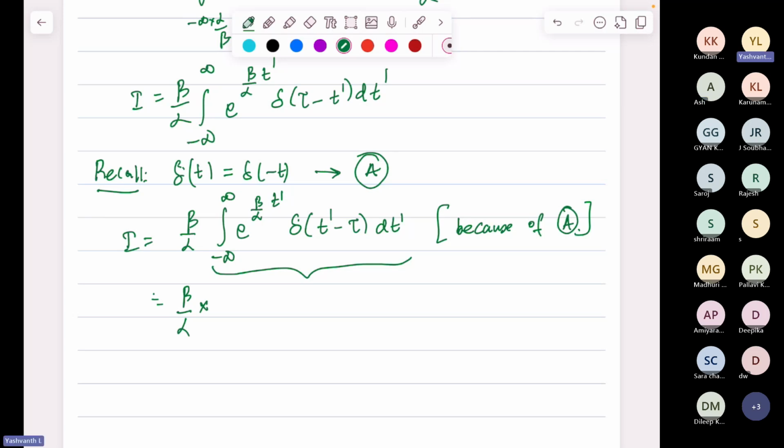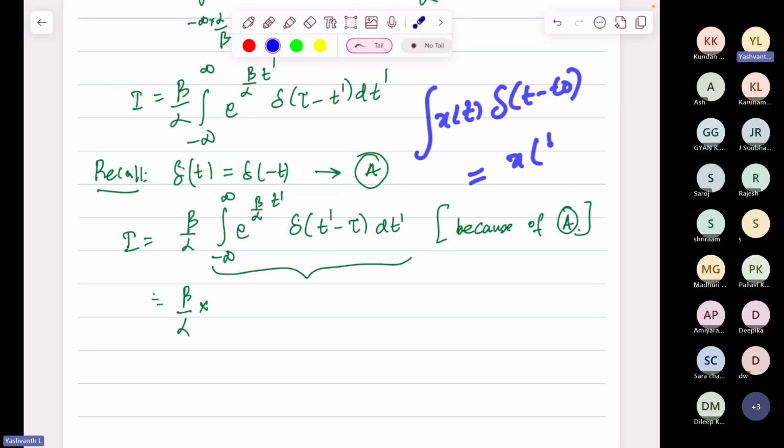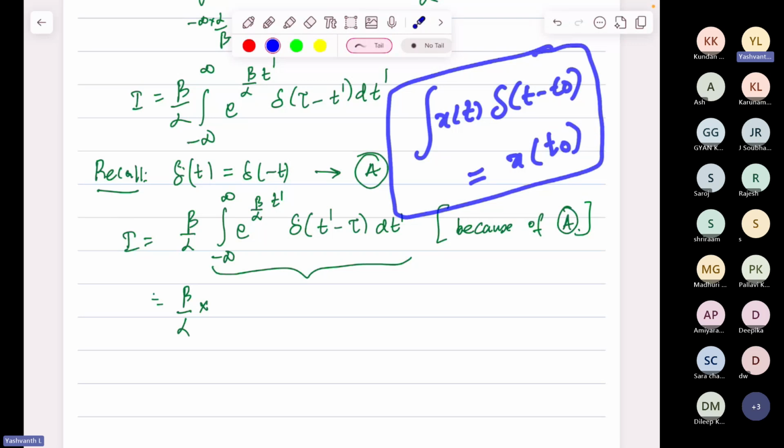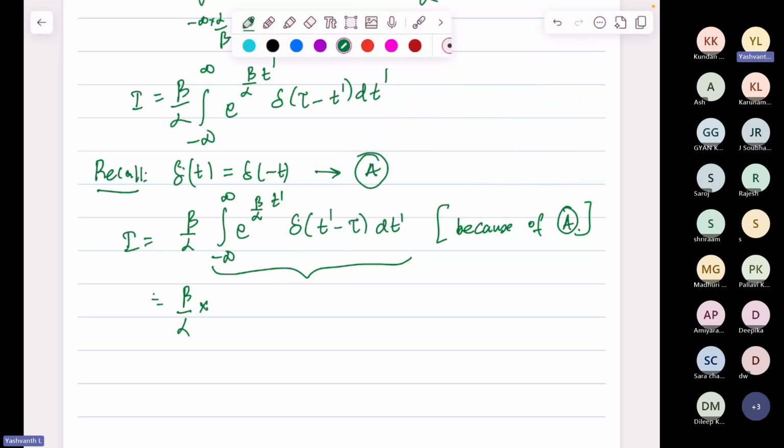Correct, exactly. So you see here the variable of integration is t dash, and tau is like your t naught. If you remember the formula, what did we say? We said the integral of x of t into delta of t minus t naught is the same as x of t naught. You remember this expression? At the very beginning of today's session, we saw this. So by using this expression, that is the shifting property, this is the same as beta by alpha into.